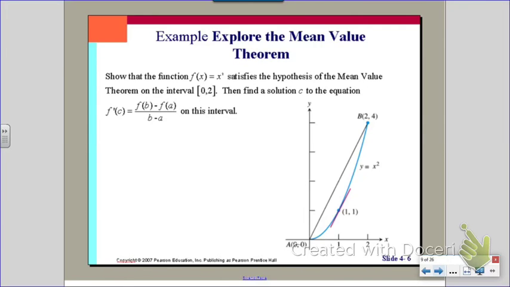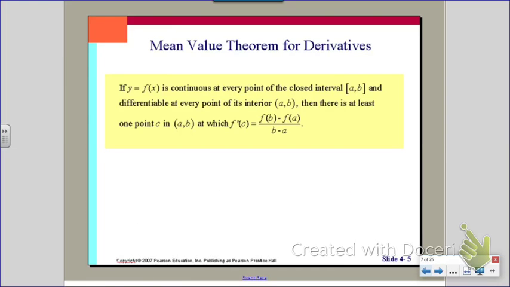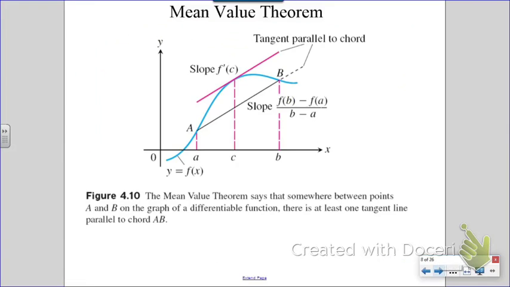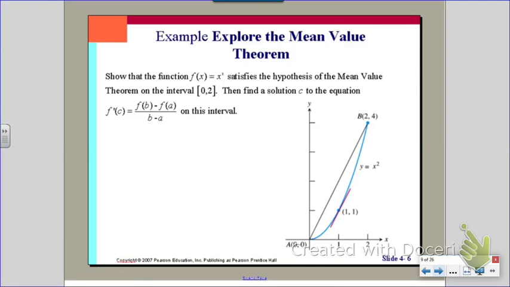Satisfying the hypothesis of the mean value theorem is our first part of the theorem. So if we review again, the first part of the theorem asks us to figure out if the function is continuous and differentiable. If it is, we can continue. So if we look at our function x squared, is it continuous? Yes. Is it differentiable? Yes. We can take a derivative.